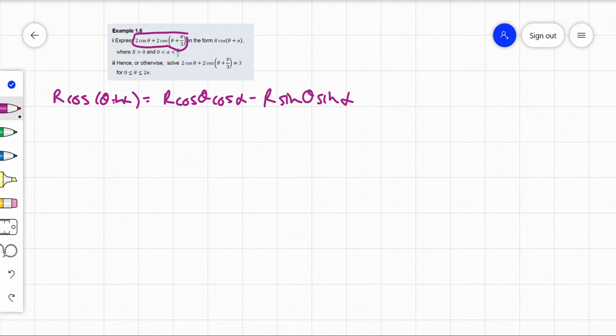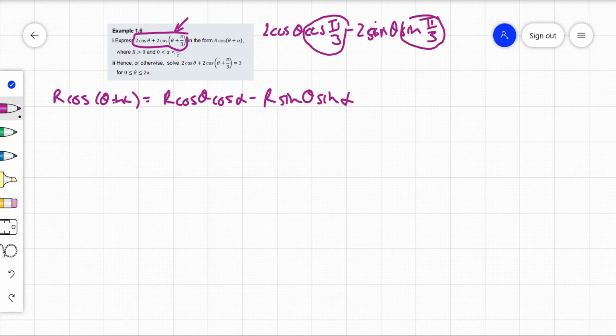Now, this expression looks a little weird because it hasn't been expanded. It's got a compound angle in it. So let's just look at that bit there. That bit would be 2 cos theta cos pi/3 minus 2 sine theta sine pi/3. And pi on 3 is 60 degrees. So here we're going to have cos 60, and here we're going to have sine 60. Sine 60 is root 3 on 2, cos 60 is a half, and a half of 2 is 1.